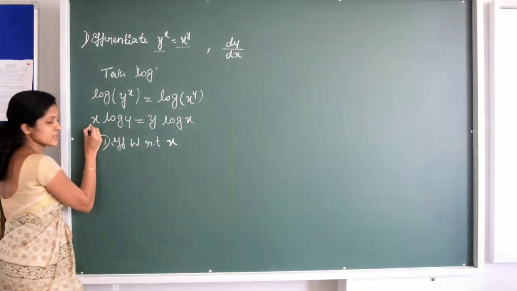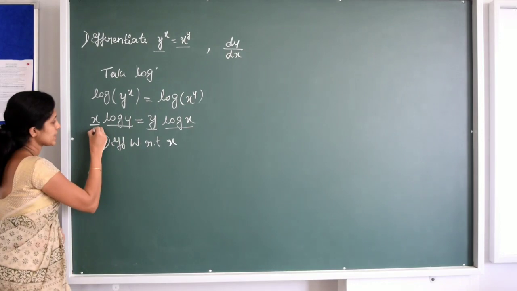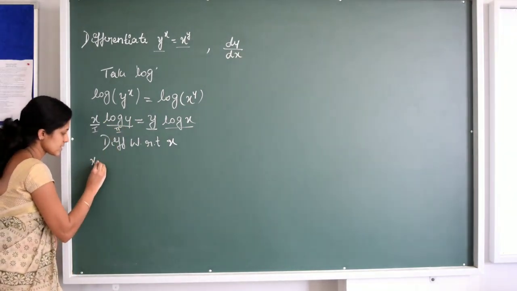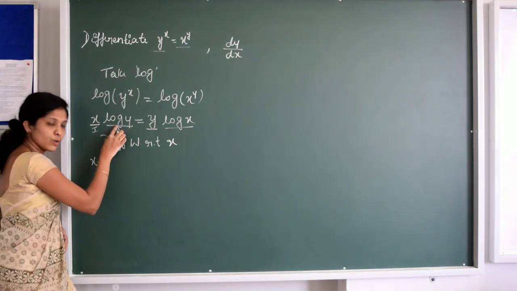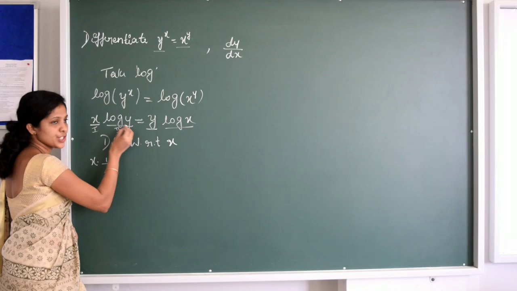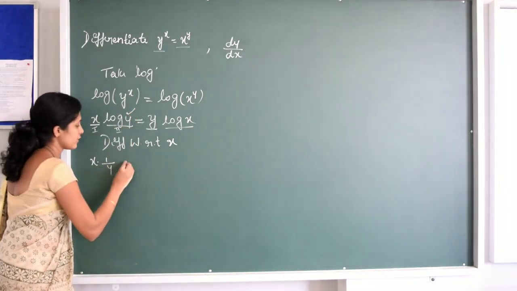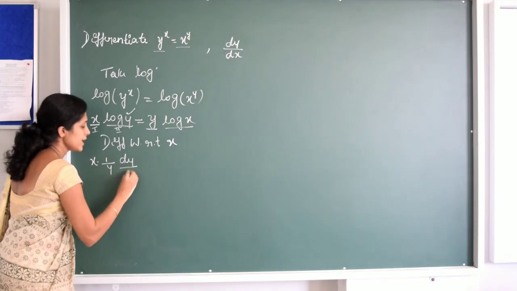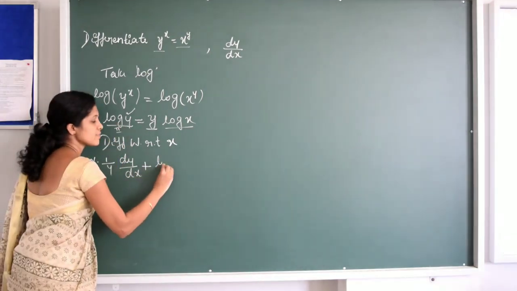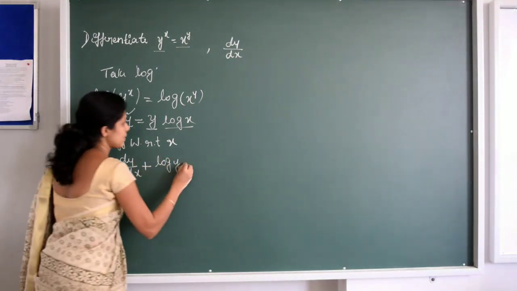Here two functions are there, one is x and the other is log y, and on the other side y and log x. We will apply the product rule, considering first and second. I keep the first function x as it is, and the derivative of log y is 1 by y. Not only this, you are differentiating with respect to x, so you have to write the derivative of y, which with respect to x is dy by dx. Plus, we keep the second function log y as it is, and the derivative of x with respect to x is 1.